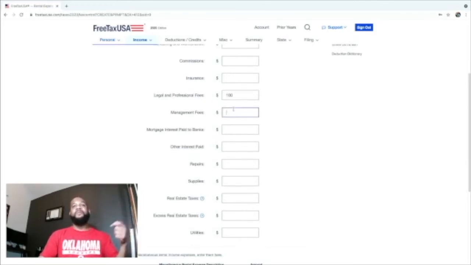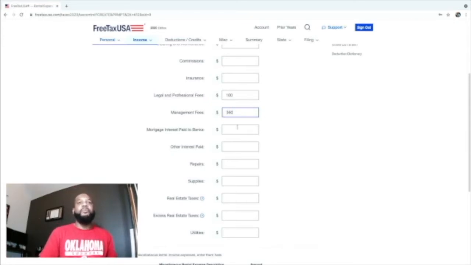Okay, management fees. Say if they charge you by the property or they charge you overall, you put that here. If they charge you $30 a month per house, 12 months, that's $360. So that's where you put this, $360.